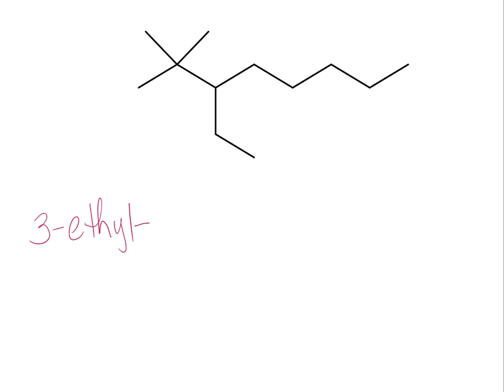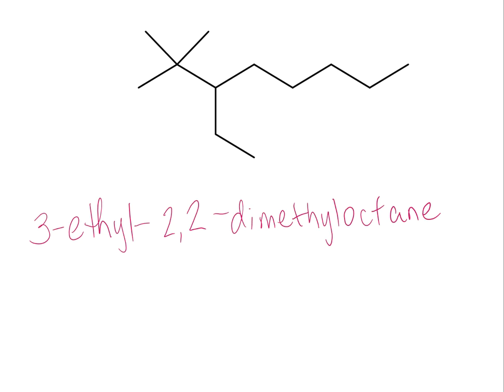And then I had the methyl group. So then I'm going to have my dimethyl because I had 2 of them. Even though they're both on the same carbon atom, I have to indicate that they're both on carbon 2. So you don't want to put just 2 dimethyl. You have to indicate where they were both located. And then I have my parent name. And so this is how you come up with the name 3-ethyl-2,2-dimethyloctane.